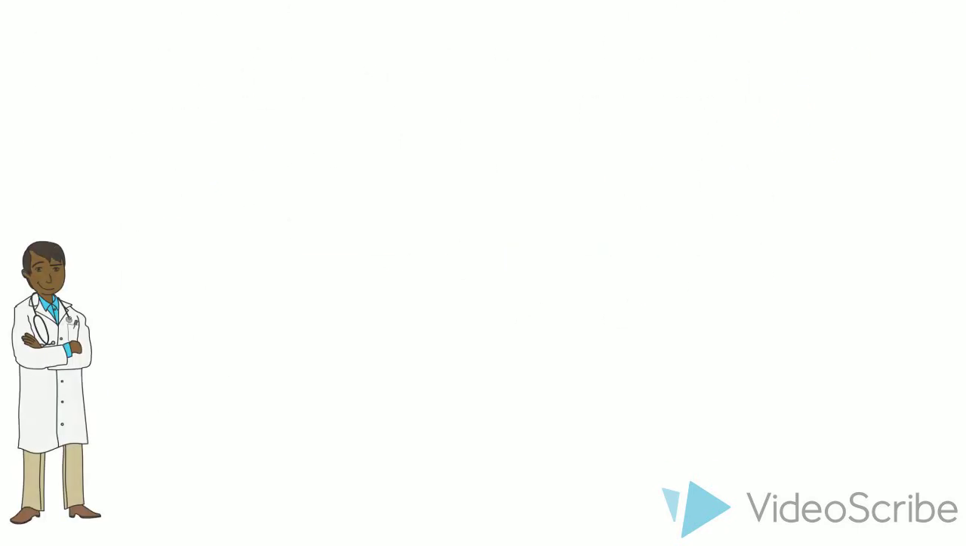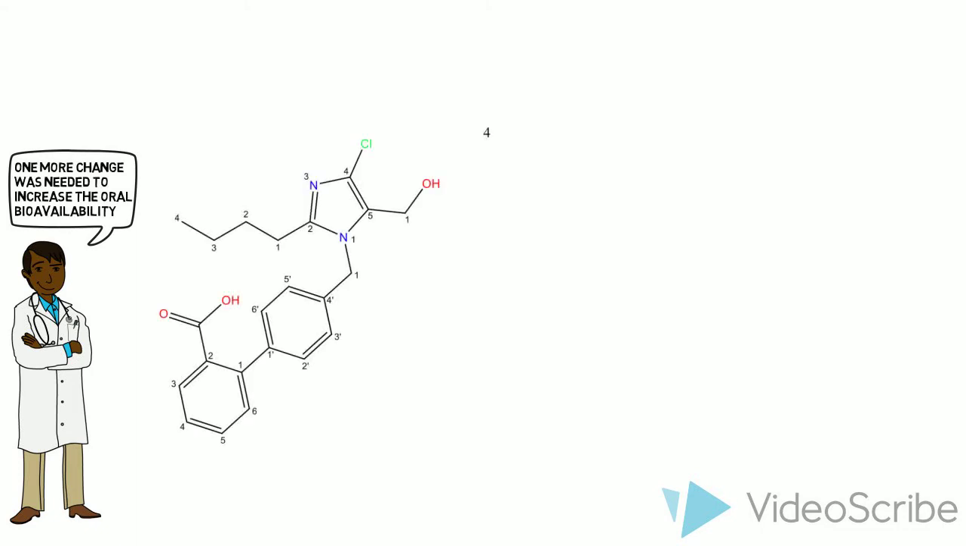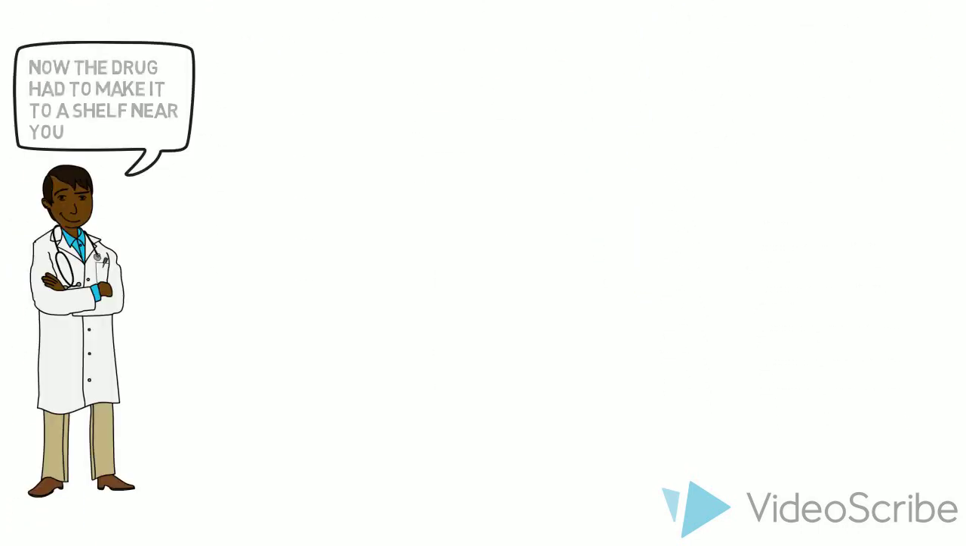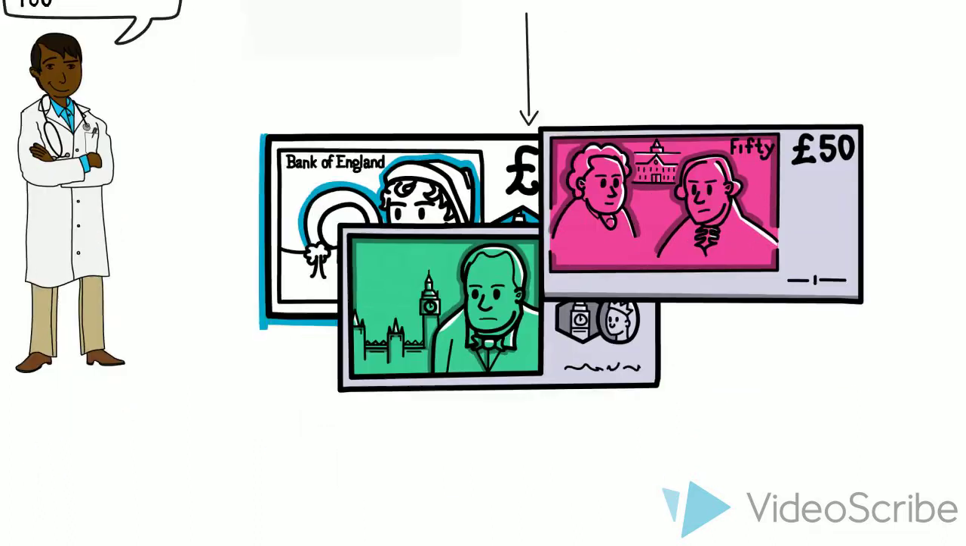EXP7111. The affinity was lowered, but it was now orally active. Replacement of the carboxylic acid group to a tetrazole group made it less polar, further increasing oral availability and increased duration of action. This final modification to the structure was named Losartan. DuPont and Merck merged and marketed this drug together.